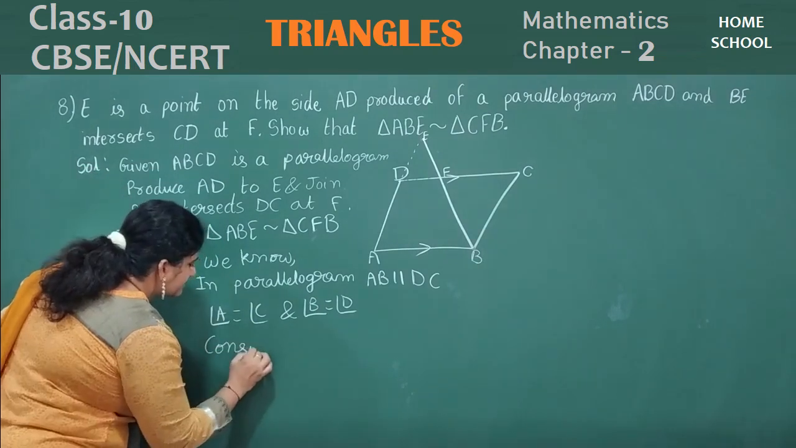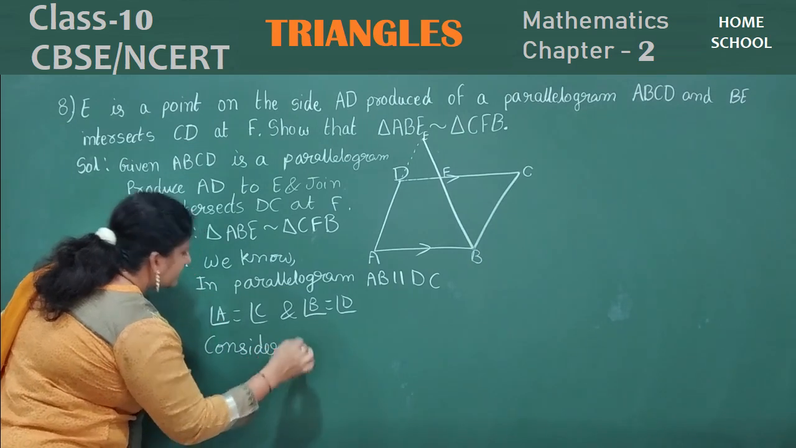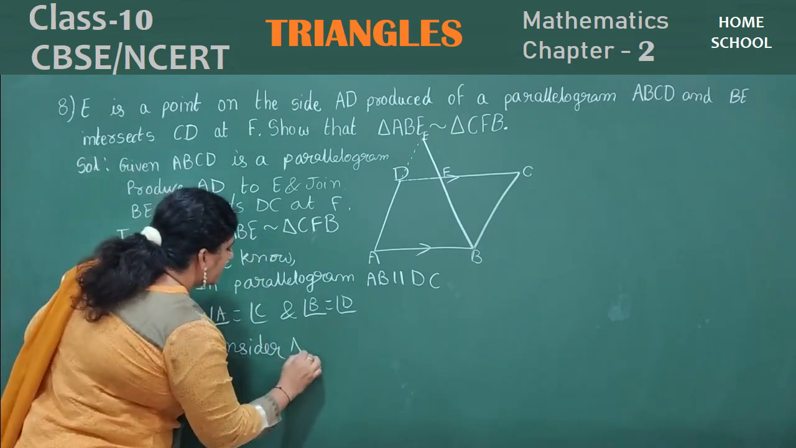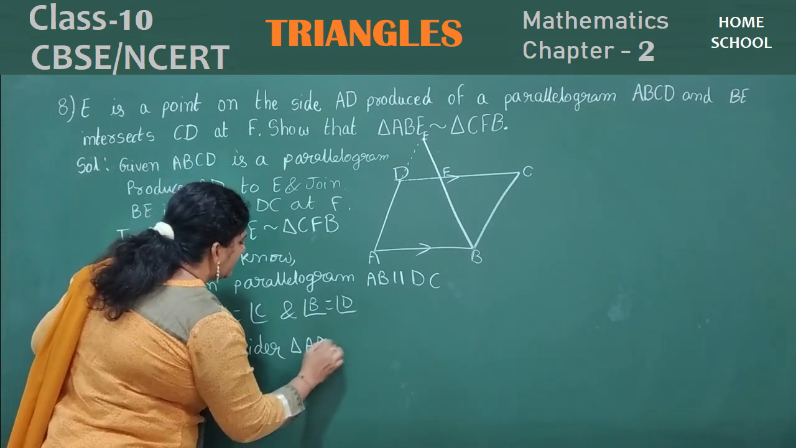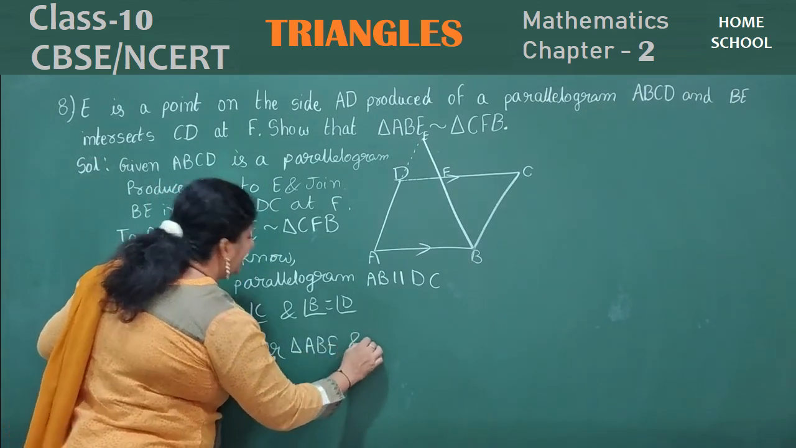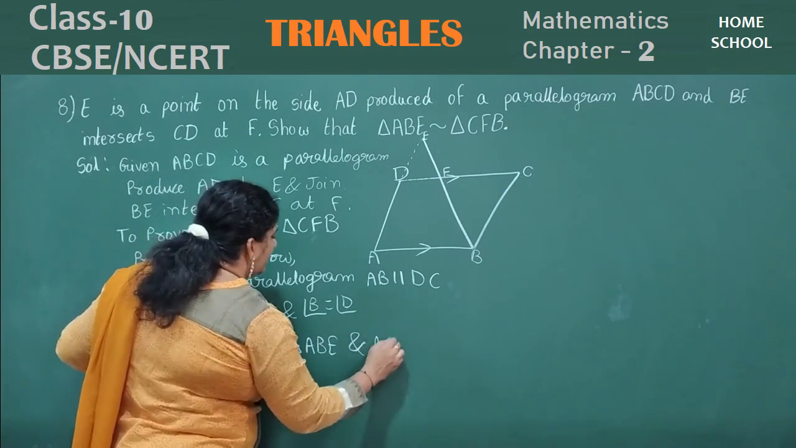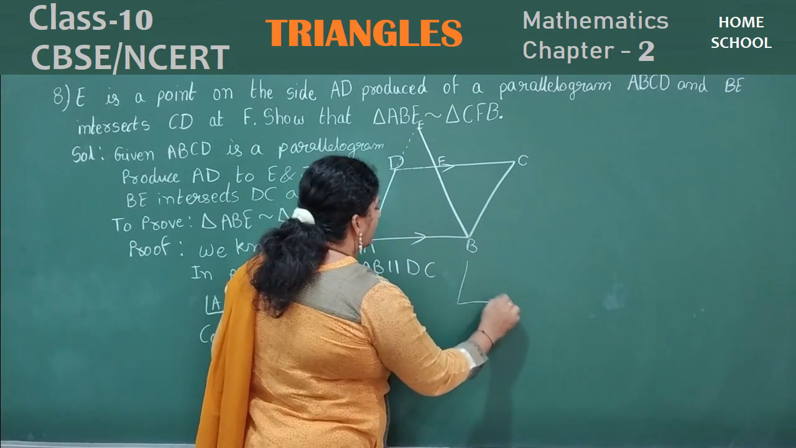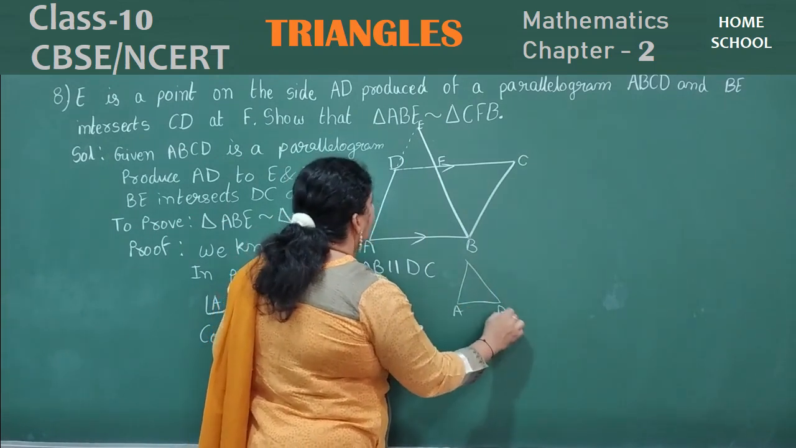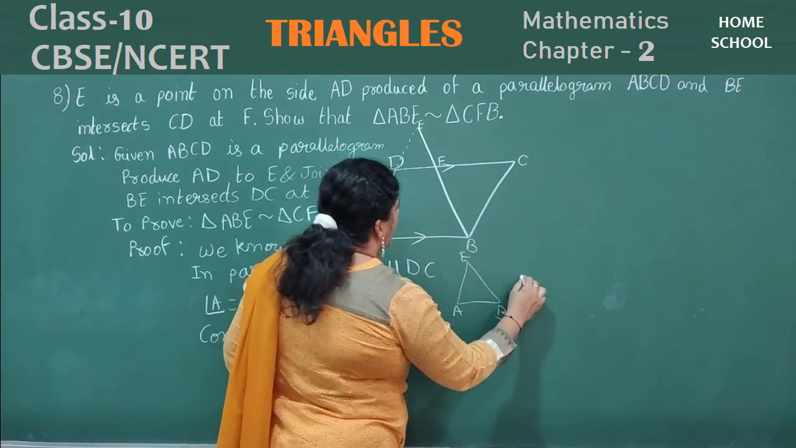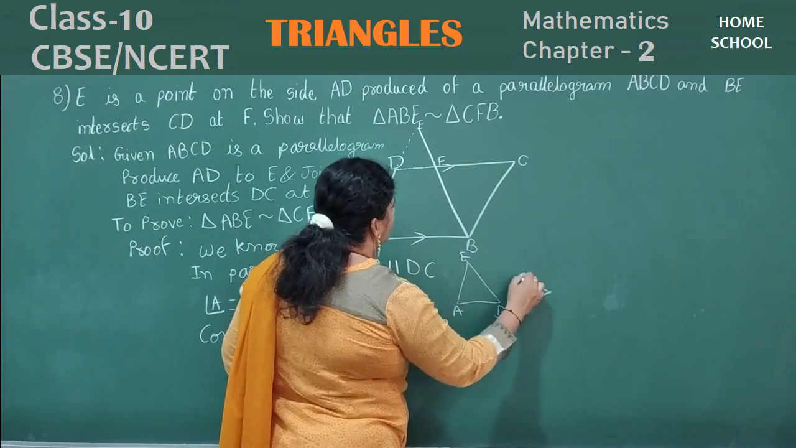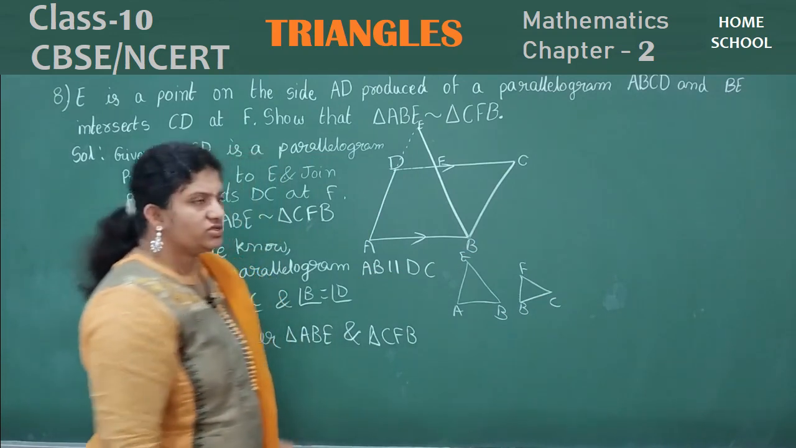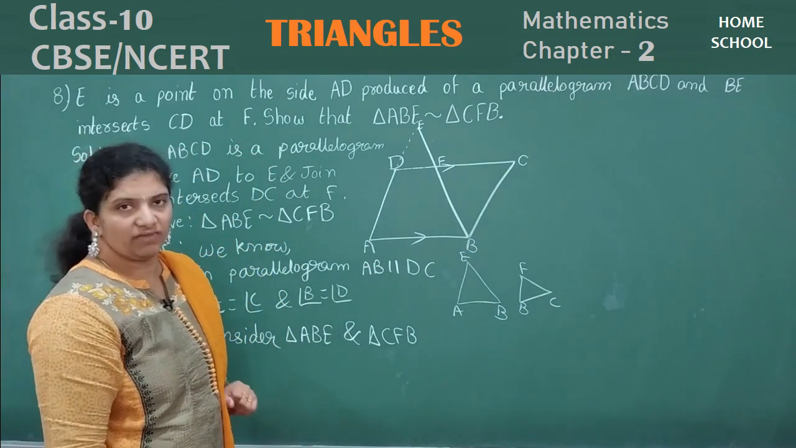Let us consider. What shall we consider here, children? The triangles we need to prove, that we will consider. Consider triangle ABE and triangle CFB. You can identify here, or you can take a small tiny rough figure. ABE and one more, FBC.